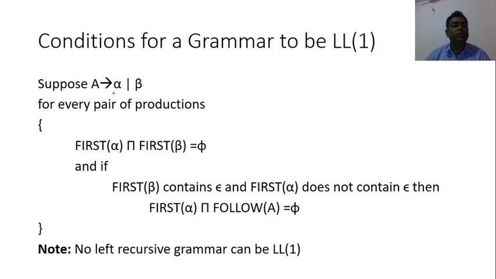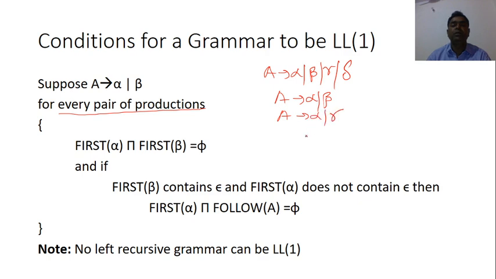Suppose that there is a production A → alpha | beta. Remember that it is written here: for every pair of productions. That means if the production is given like A → alpha | beta | gamma | delta, then for every pair of productions, how many pairs will there be? A → alpha beta, or A → alpha gamma, or A → alpha delta, or A → beta gamma, or A → beta delta, or A → gamma delta.